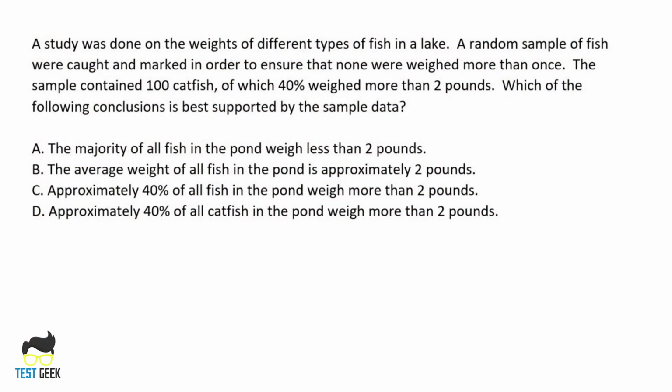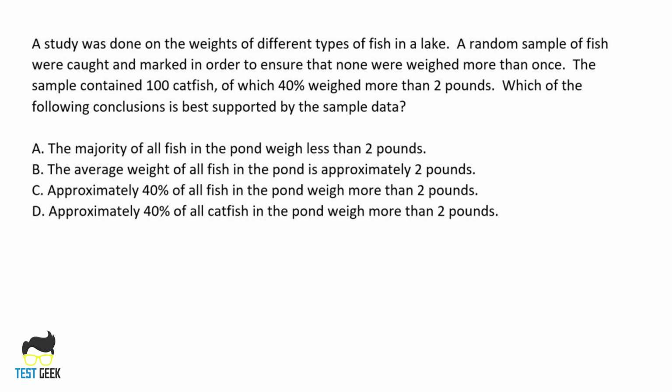A study was done on the weights of different types of fish in a lake. A random sample of fish were caught and marked in order to ensure that none were weighed more than once. The sample contained 100 catfish, of which 40% weighed more than 2 pounds. Which of the following conclusions is best supported by the sample data? The majority of all fish in the pond weigh less than 2 pounds. The average weight of all fish in the pond is approximately 2 pounds. Approximately 40% of all fish in the pond weigh more than 2 pounds. Approximately 40% of all catfish in the pond weigh more than 2 pounds.